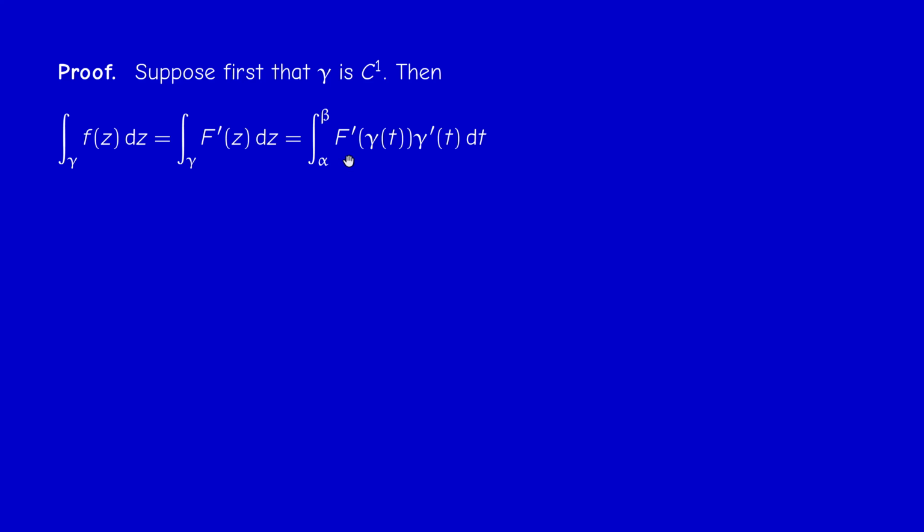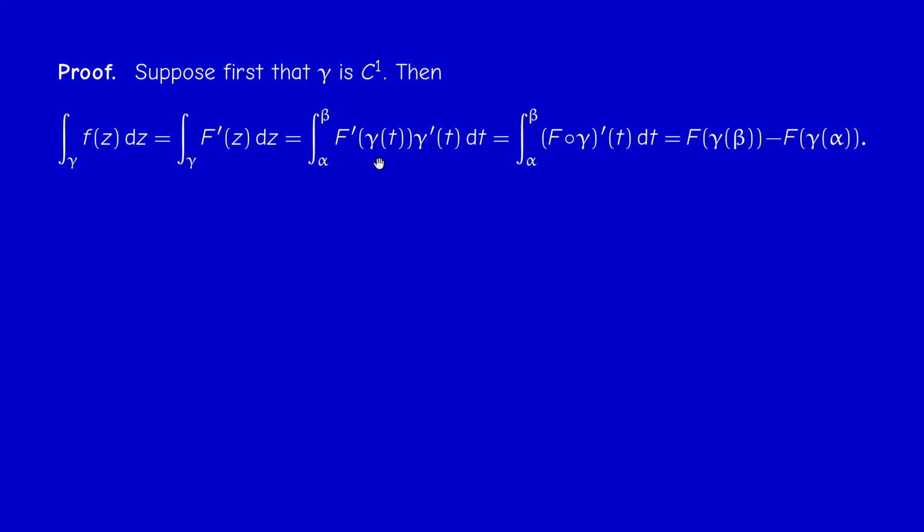Now, if you look at the function inside the integral, you will notice something. It's F prime of gamma t times gamma prime. And what's that? By the chain rule, it's the derivative of the composition of F and gamma. And now this is just a Riemann integral of a derivative. So the fundamental theorem of calculus that you know tells me that this is just F of gamma evaluated between alpha and beta. So it's F of gamma of beta minus F of gamma of alpha.